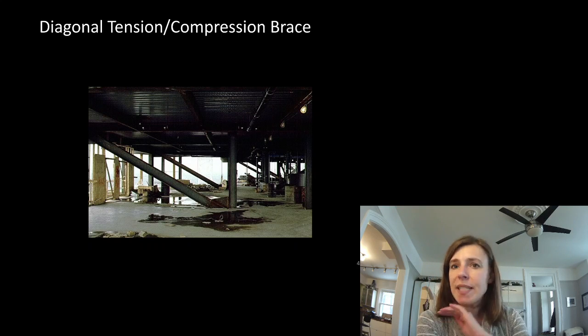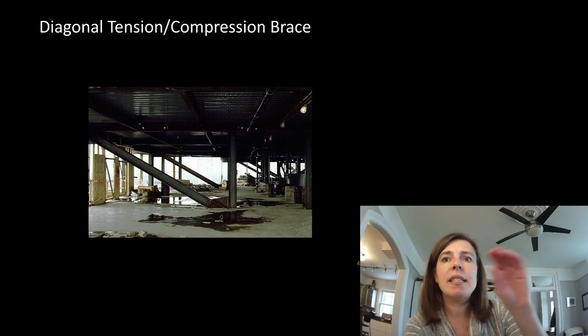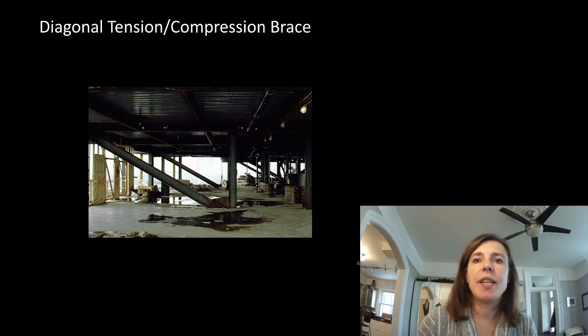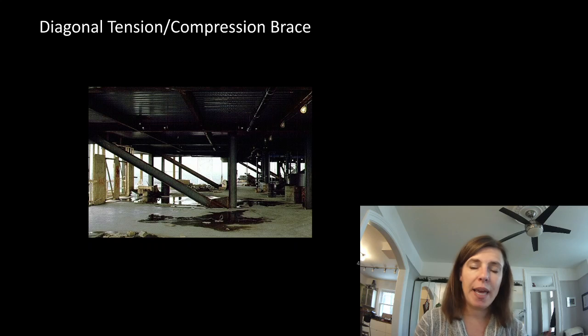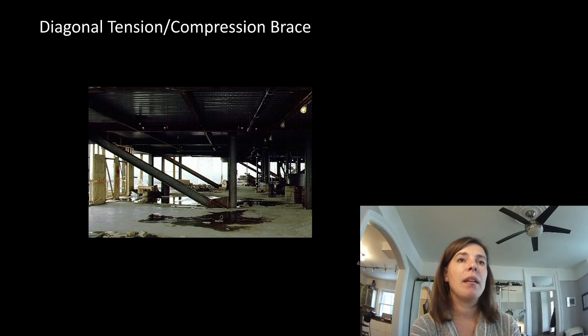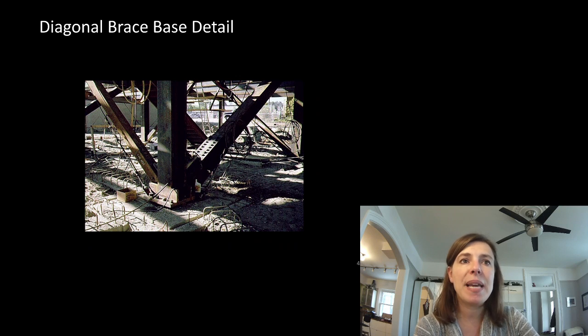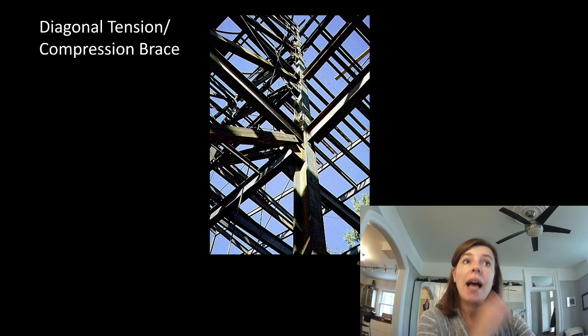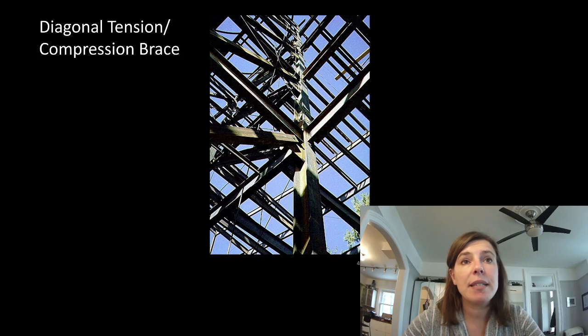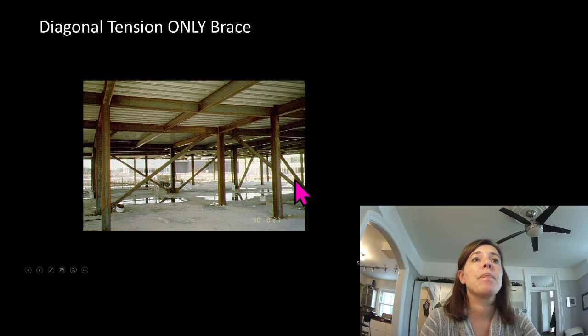All right, we've seen all of these images before in the different lectures for the different materials, so I'm just going to go through them again quickly and show you what they look like. Lateral load resisting system, that's a diagonal tension compression brace. So here's a base detail of it. Diagonal tension compression braces, you can see that it gets quite muddy and difficult to connect there.